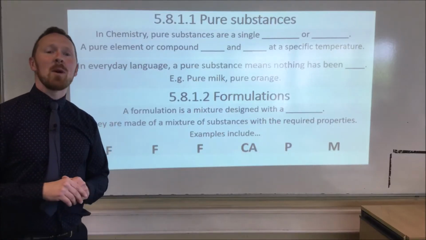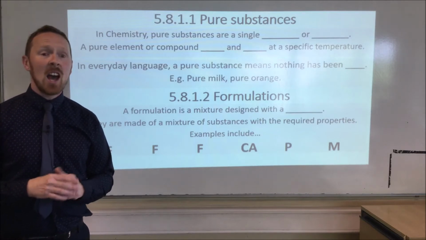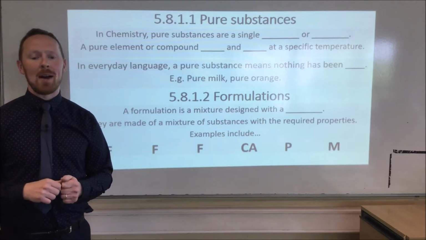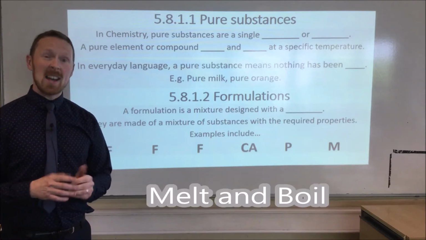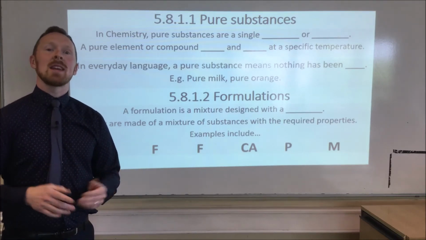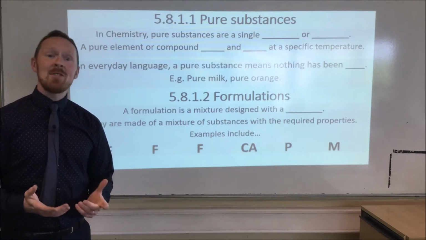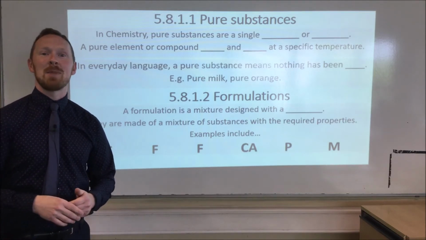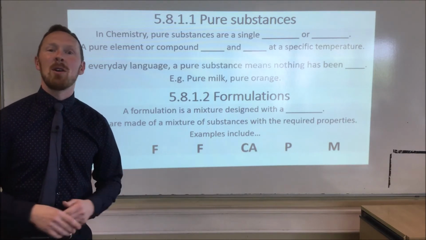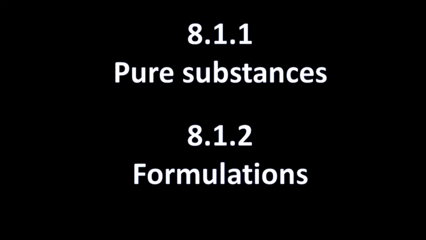So, today we're looking at 5.8.1.1 pure substances. In chemistry, pure substances are a single element or compound. And a pure element or compound will melt and boil at a specific temperature. That's the way you can see if it's pure. You melt it or boil it and check the temperature. But in everyday language, a pure substance means that nothing's been added to it. For instance, you might have a pure glass of milk or a pure glass of orange juice. They are not chemically pure.